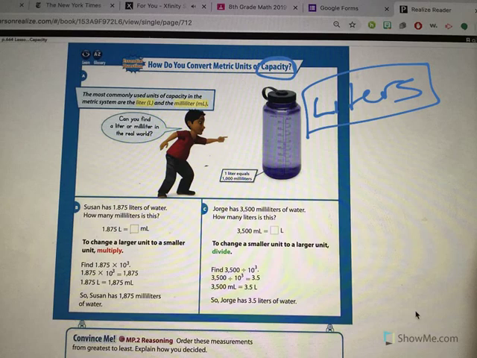Susan has 1,875 liters, how many milliliters? Well, of course, liters are larger to a smaller, so we know what this means, horse to fly, and that means we multiply. So what do we multiply by? Well, we know that it goes by liters, then deciliters, centiliters, and then milliliters, right? That wasn't a very good example. Let me do that again.